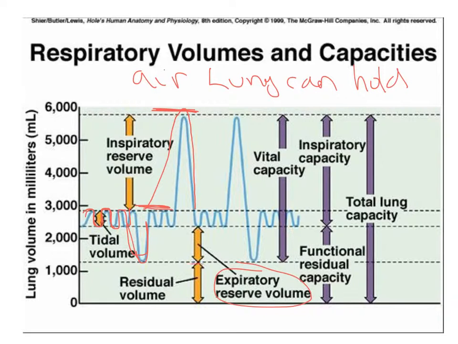Even if you were to exhale as much as you possibly could, there's always going to be some air that is left in the passageway in your lungs, and that's called the residual volume. You cannot get rid of that.